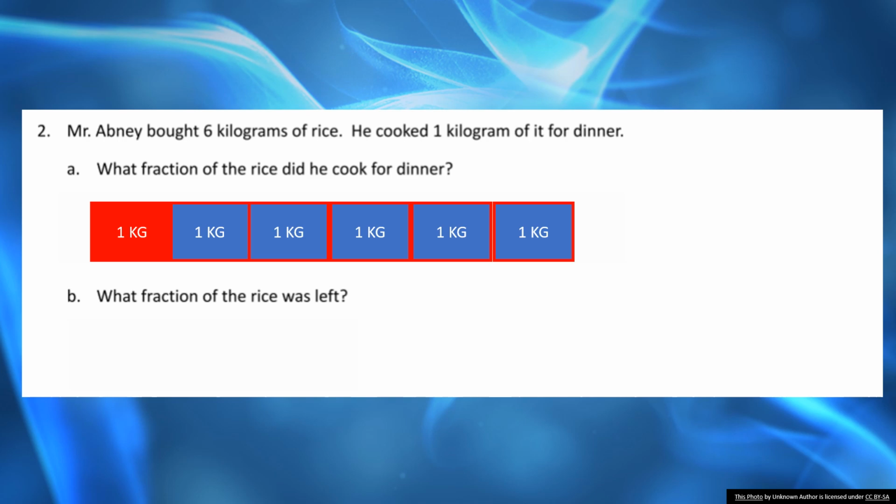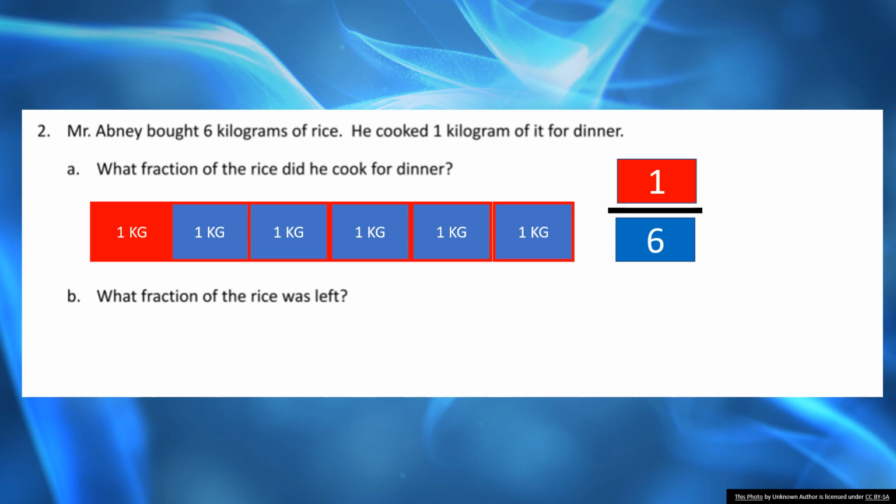And letter A says, what fraction of the rice did he cook for dinner? Well, how many do you have shaded in? 1, the one that he cooked, right? So he cooked 1 out of the total that he bought was what? That's right, 6. So he cooked 1 kilogram out of the 6 total kilograms that he bought. So the fraction of rice that he cooked for dinner was 1/6.